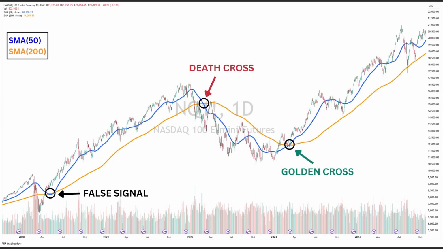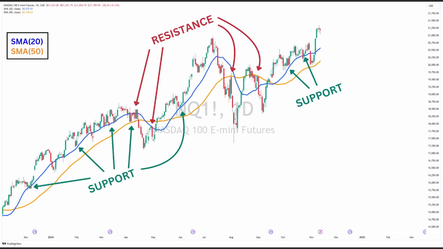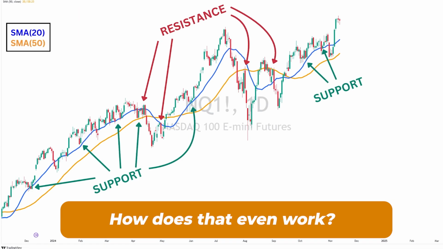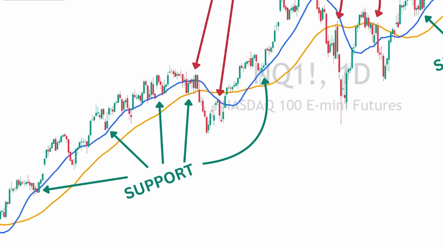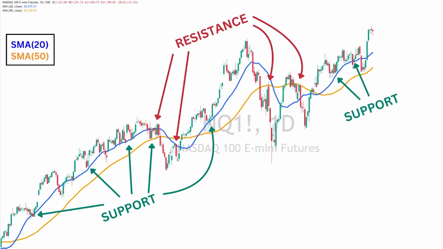Another way to use moving averages is by treating them as dynamic support and resistance. These are levels where price tends to stop and reverse directions. So how does that even work? In an uptrend, prices often pull back to the moving average before bouncing back up. For example, the 20 SMA or 50 SMA are commonly used as support levels in an uptrend.